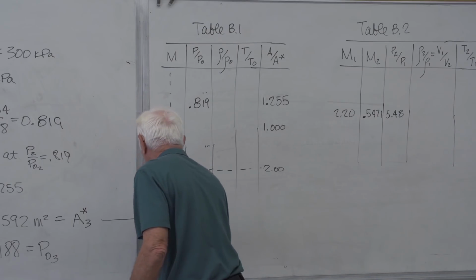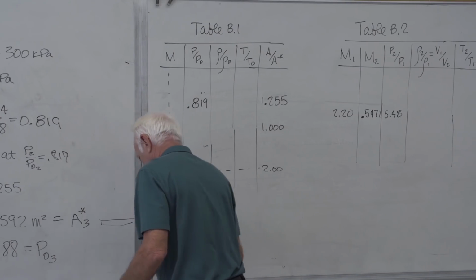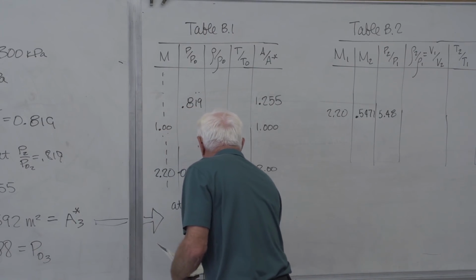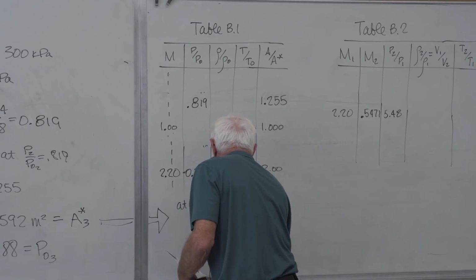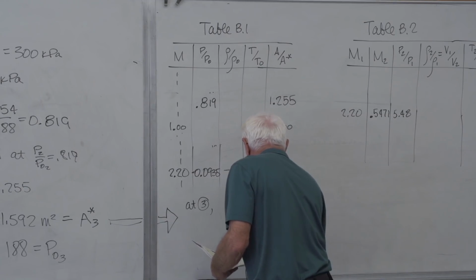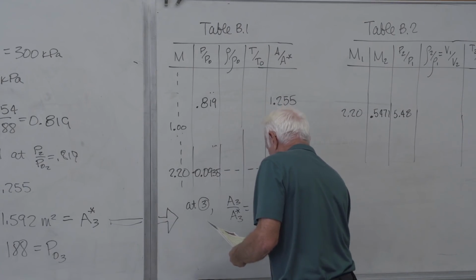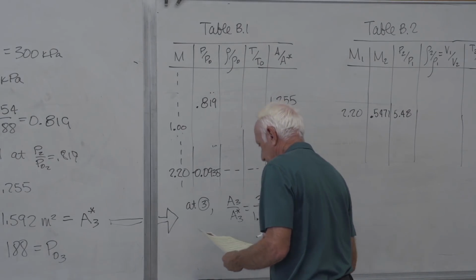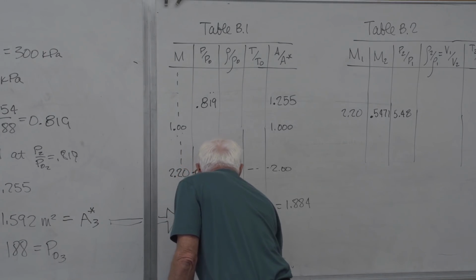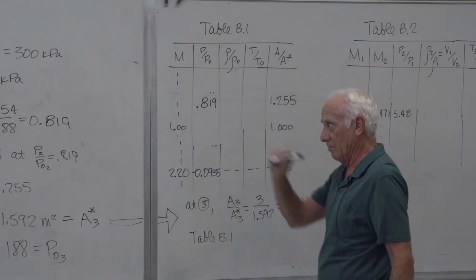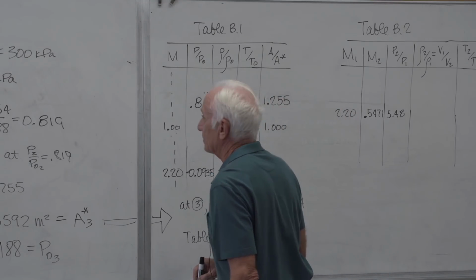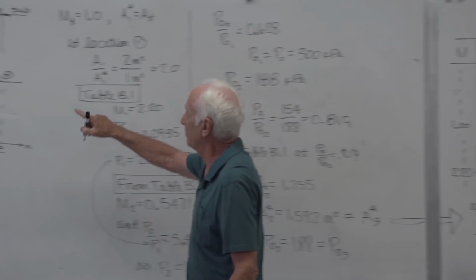Okay, go over to here. At location 3, A3 over A3 star equals 1.884. Table B1. Why? It's isentropic. Read the road map. Table B1. Is location 3 subsonic or supersonic? Look at the road map. Subsonic.